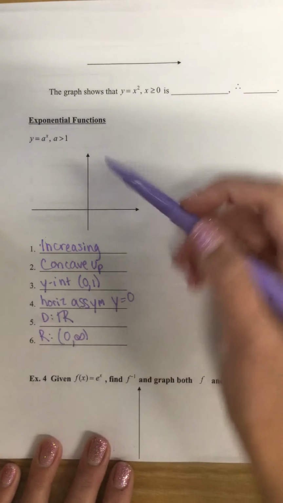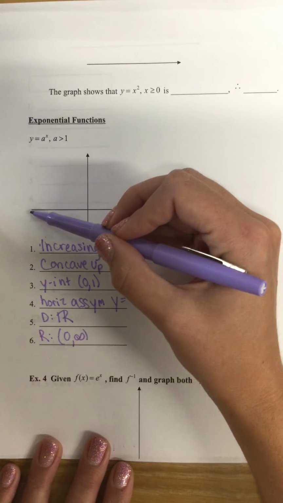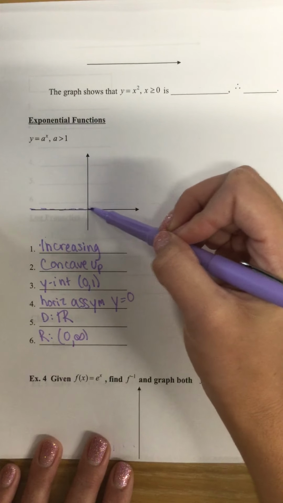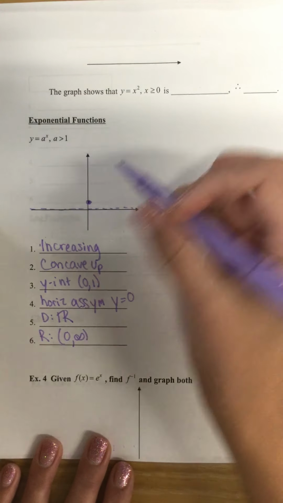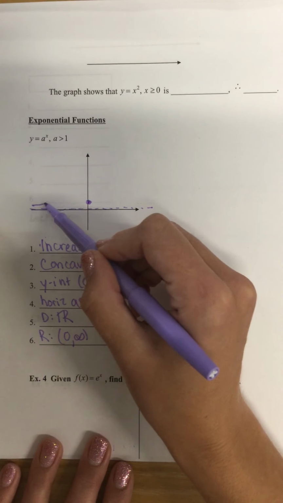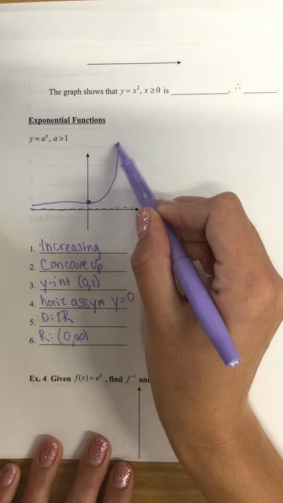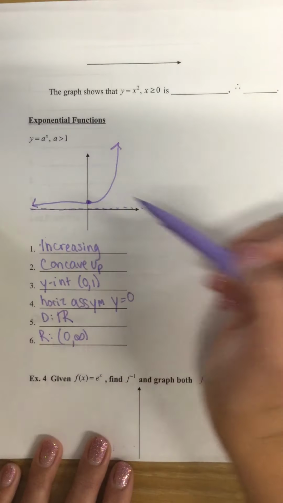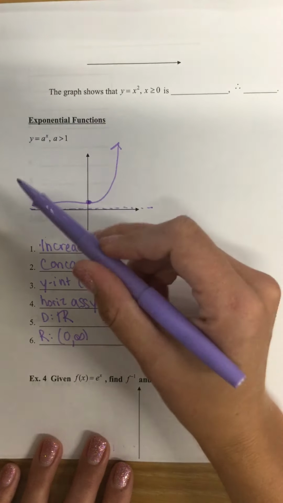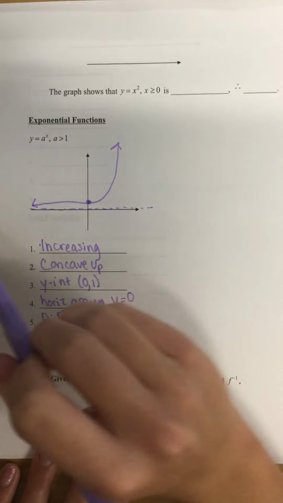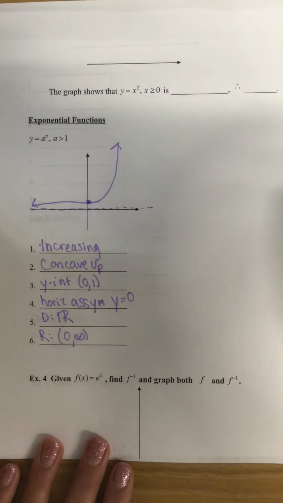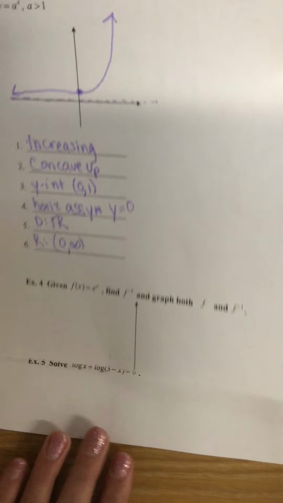So let's look at this. So we have a horizontal asymptote at y equals 0. So I could just draw that there. And we know the y-intercept is 0, 1. It's increasing, so it looks something like this. That's just for our basic exponential function. It's concave up because it's curved up like a cup. The domain is all real numbers because it's going everywhere from left to right, and the range is anywhere above 0. So you want to be able to know how to graph that off of the top of your head.